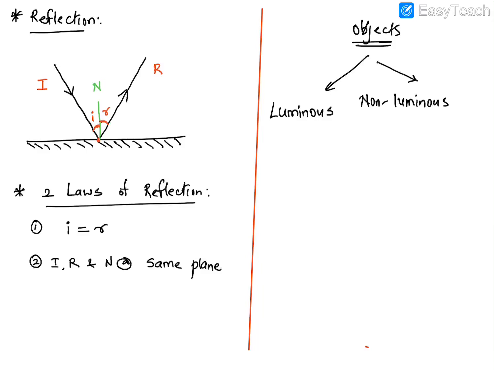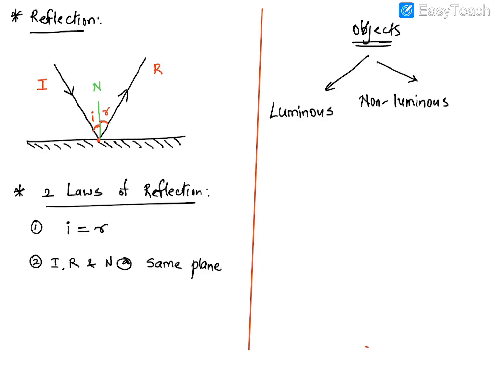Only then are you able to see those objects. So if the light is reflected from an object but it does not enter into your eye, you will not be able to see that object. Okay. Now guys, now we'll discuss one more very important thing.